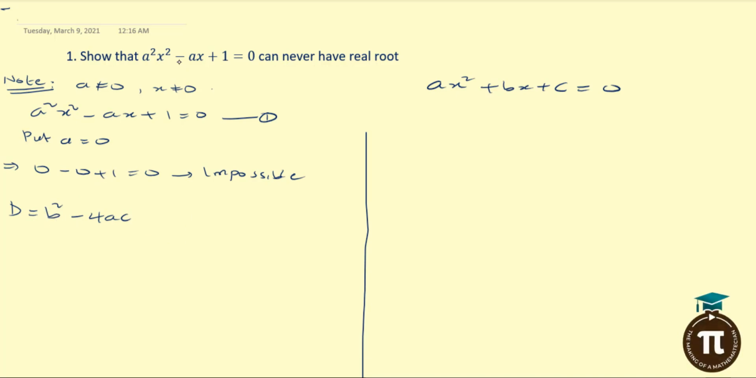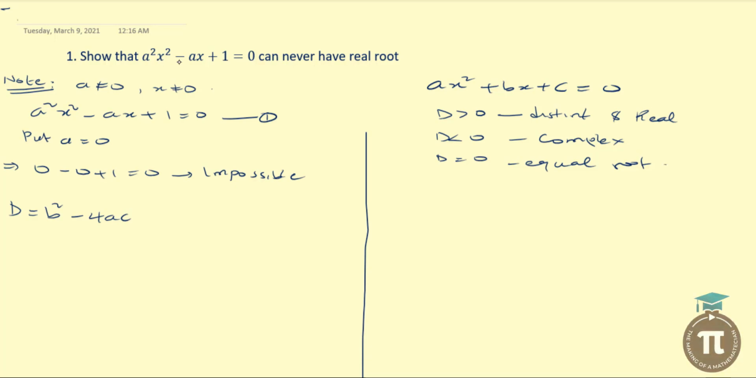If it is greater than 0, you will have distinct and real roots. If it is less than 0, you have complex or imaginary roots. That means it can never be real. And when it is equal to 0, you have equal roots as well as real roots. So we just need to find this now.